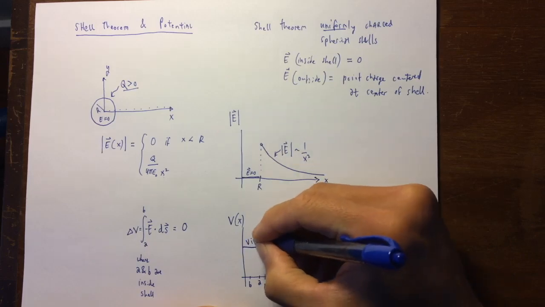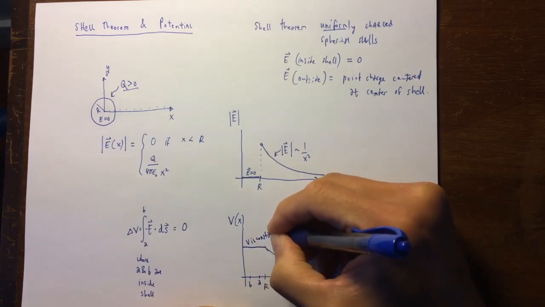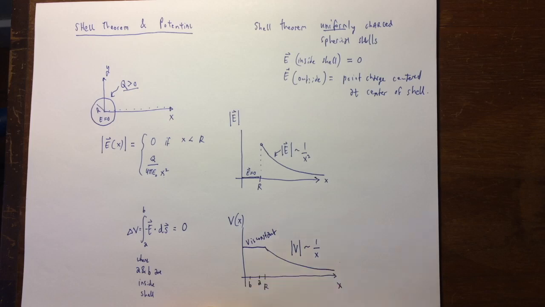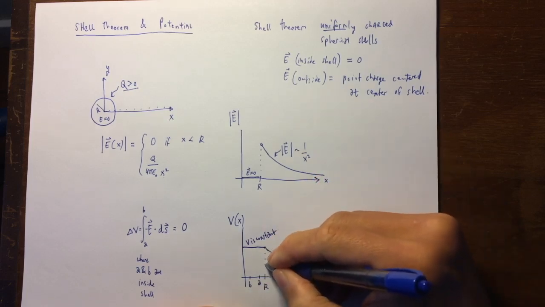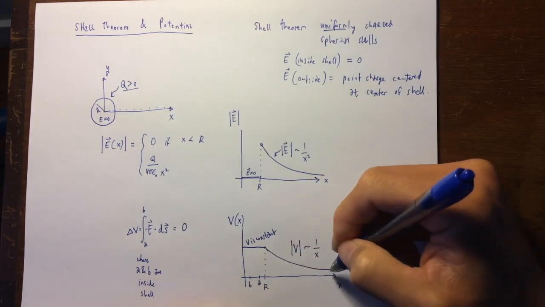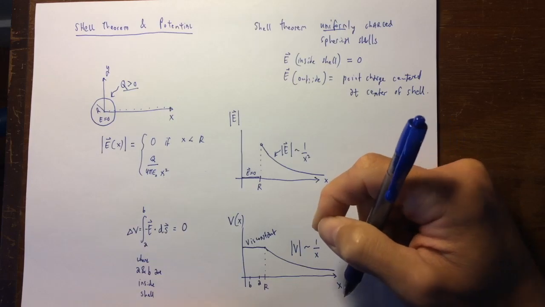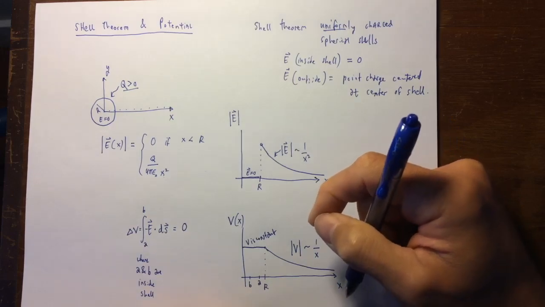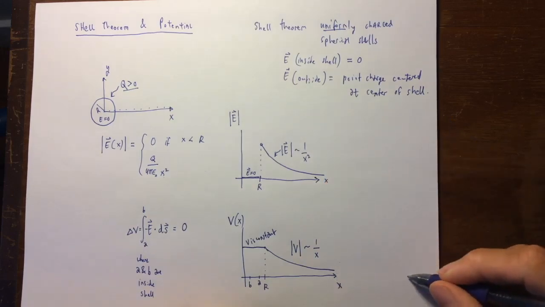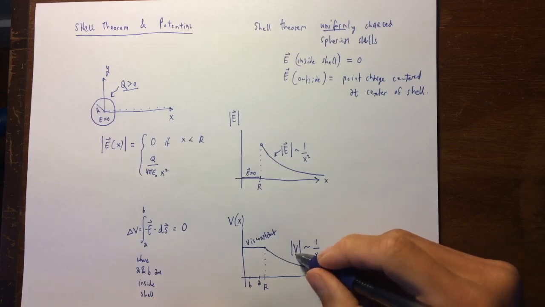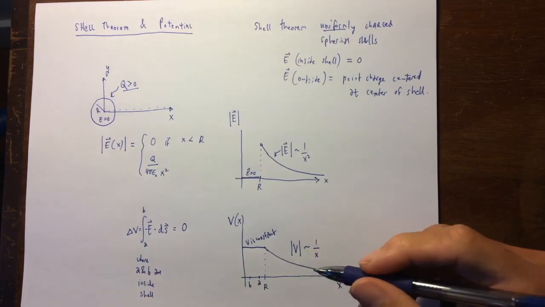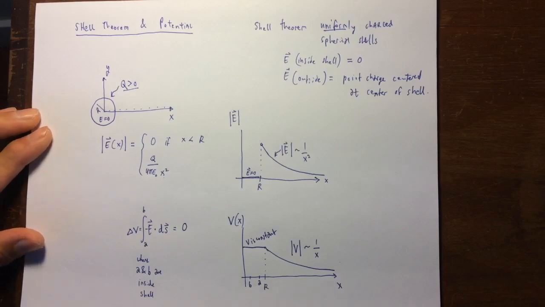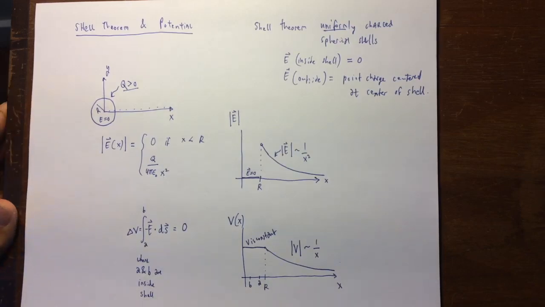So V is constant inside the shell, but outside the shell, V diminishes like 1 over x as I go further and further away from the shell. When finally I get to x equals infinity, the potential at infinity is equal to 0. Yeah, that was our choice in a sense.